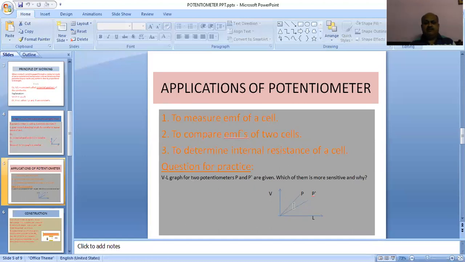One question I have given here for practice. This is the VL graph for two potentiometers, P and P dash. Which of them is more sensitive and why? Just now I have told you that a potentiometer is more sensitive when its slope is less. And from the graph, we can clearly see that the slope of P dash is less than the slope of P. So potentiometer P dash is more sensitive.